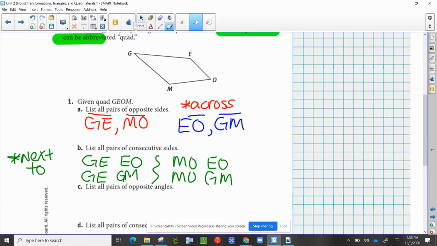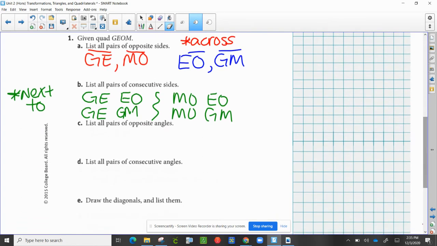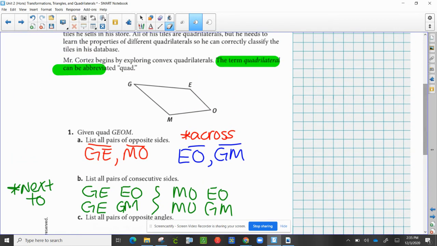Now, just like with sides, we can also have opposite and consecutive angles. So what I'm going to have you guys do is C, D, and E here. In C, they want you to list the opposite angles. So just pick an angle and name all the angles opposite of it. In D, pick an angle and list all the ones that are consecutive or next to it. And then E says draw the diagonals and then list the names of our diagonals. Okay, so go ahead and try C, D, and E for me on your own.